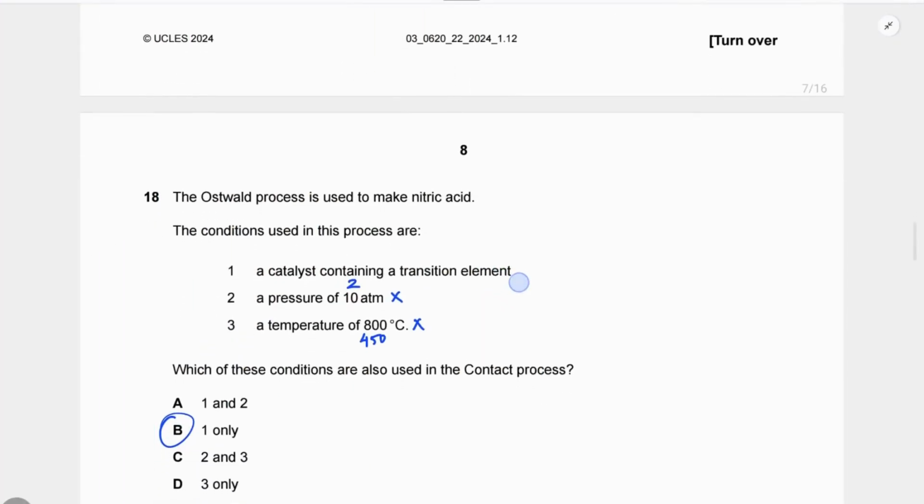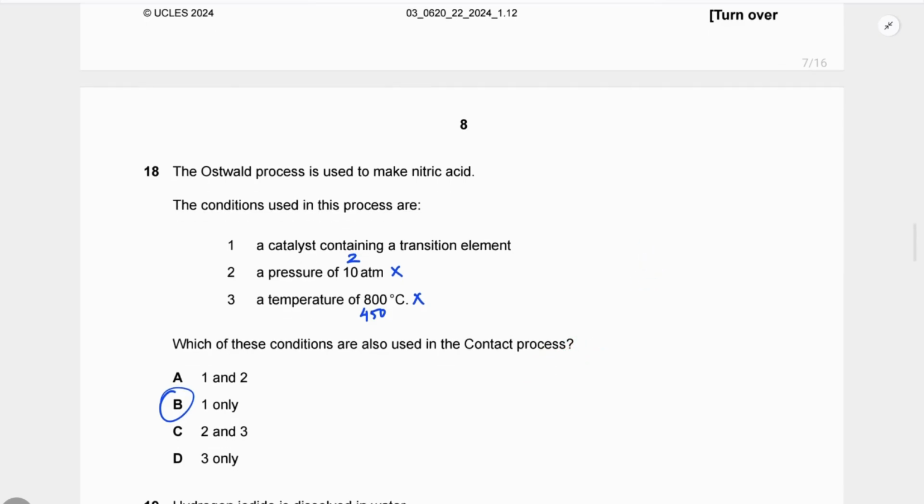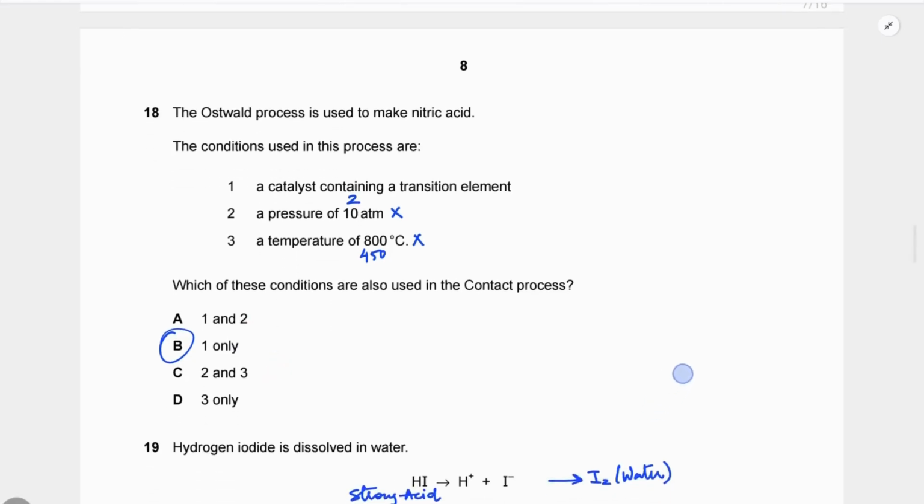Question 18. The Ostwald process is used to make nitric acid. The conditions used in the process are a catalyst containing a transition element, a pressure of 10 atm, and a temperature of 800 degrees Celsius. Which of these conditions are also used in the contact process? The contact process is nothing but the making of sulfuric acid. So over here we use a catalyst containing a transition element. Yes, we do use it. A pressure of 10 atm, no, we use 2 atm. Temperature we use as 450 because it's a relevant temperature to produce sulfuric acid. So the correct answer is 1 only, which is B.